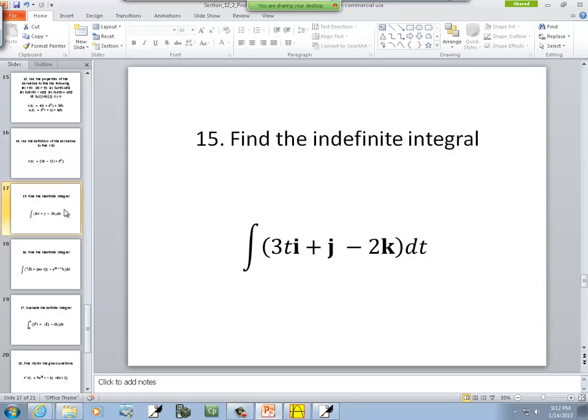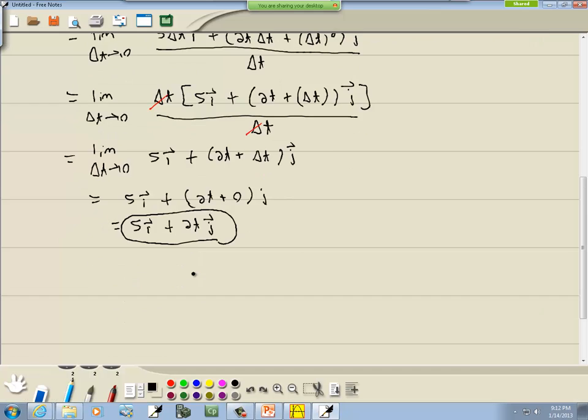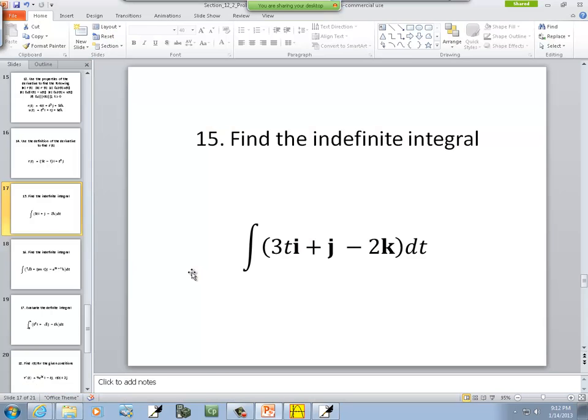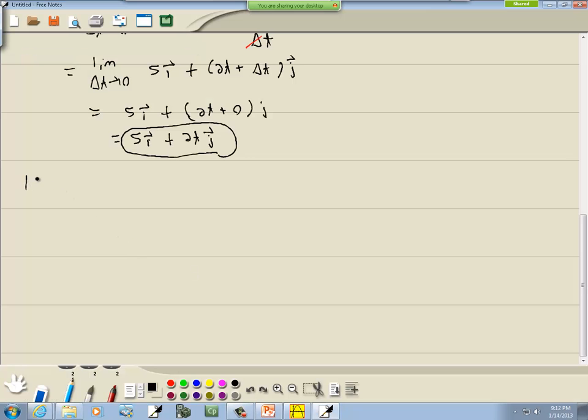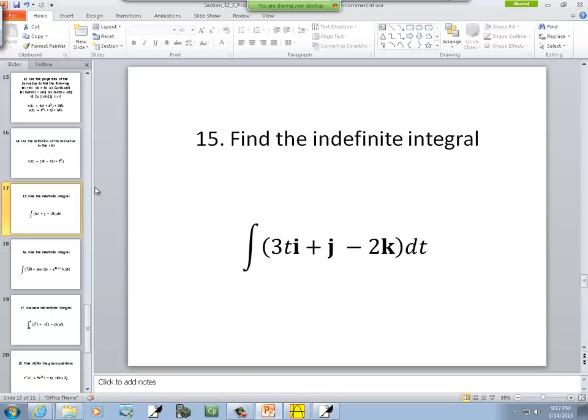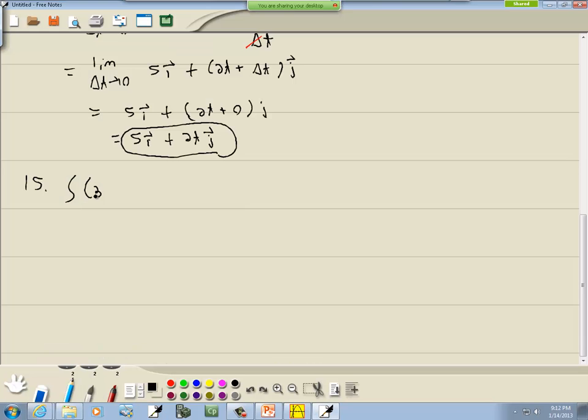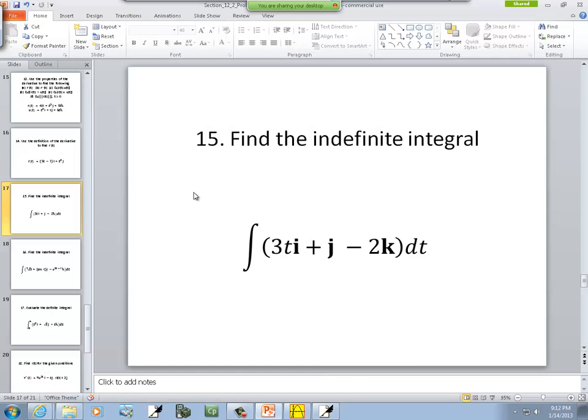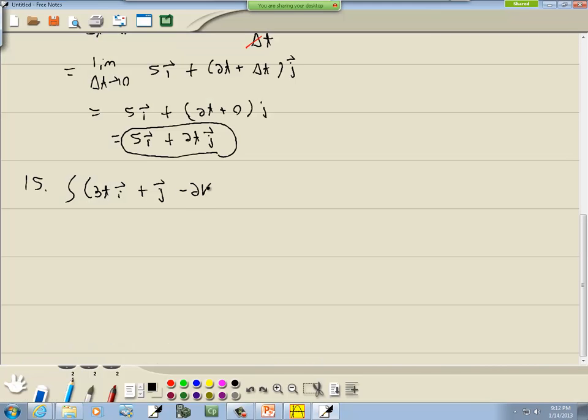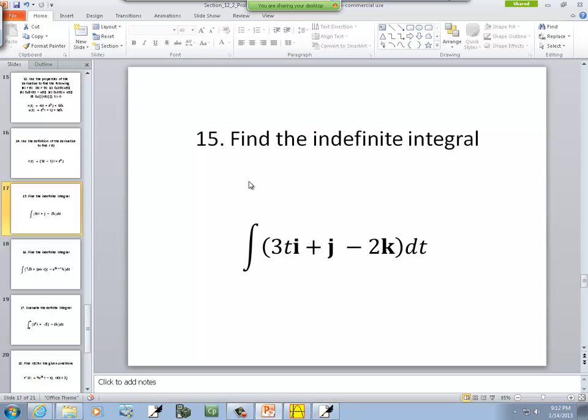Let's take a look at the next problem. This is integration. Let's see how these work. It's pretty much like you'd expect. So I've got the integral of 3t i plus j minus 2k with respect to t.